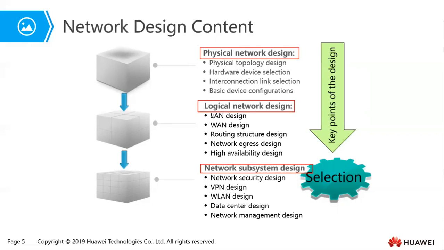Not really. Anyway, when we're talking of logical network design, most of the time we're talking about the protocols. So for example, LAN design, we're talking of things like how you're designing your IP addressing scheme, or also WAN design. Routing structure is how traffic is going to be routed within your network. Network egress design, how traffic is going to leave your network. And also we plan about availability, high availability design. So we're going to go through each one of them in a short while.